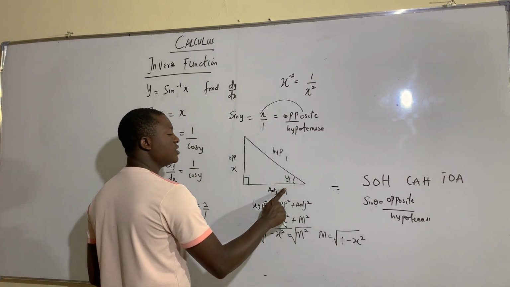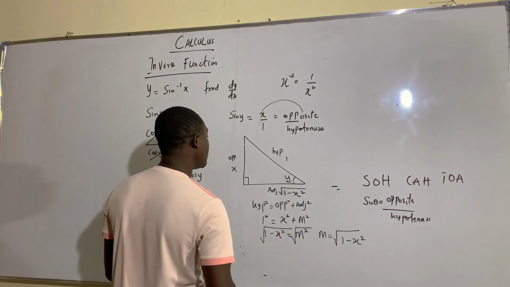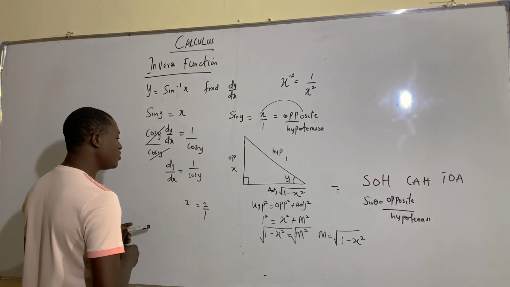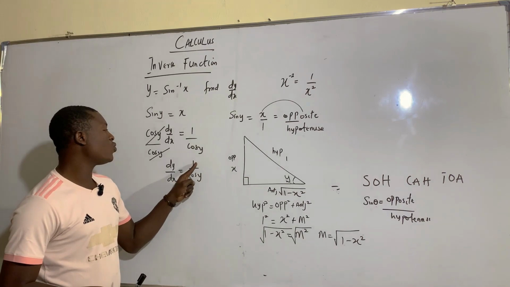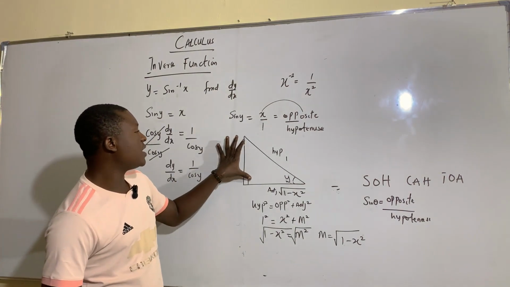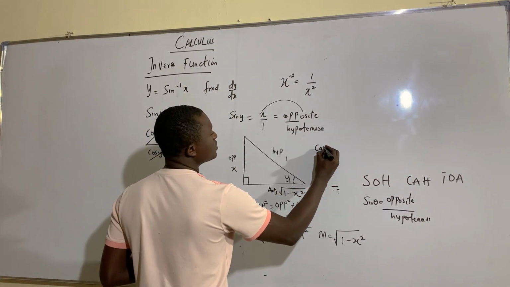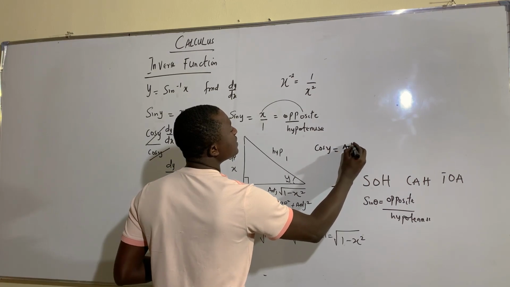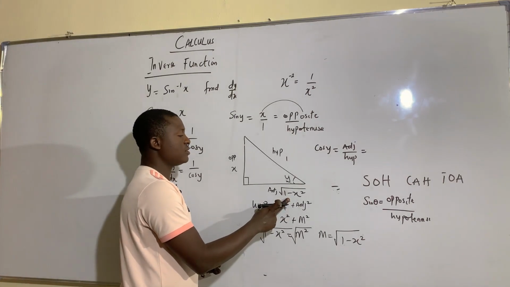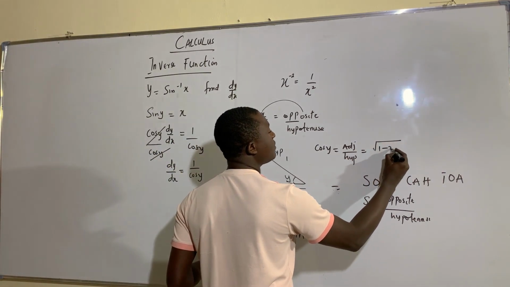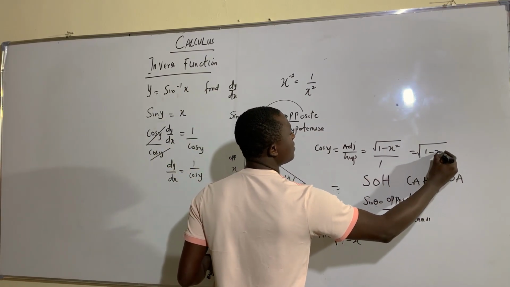So I can go back here now. So instead of writing m, what I get for m now is root of 1 minus x squared. So you now go back to your result. You know here what we have, we said dy dx is equal to 1 over cos y. So from this diagram, we can just obtain our cos. You know, cos is adjacent over hypotenuse. So from here, what do we get for the adjacent now? You can see we have root of 1 minus x squared, and we have hypotenuse to be 1.